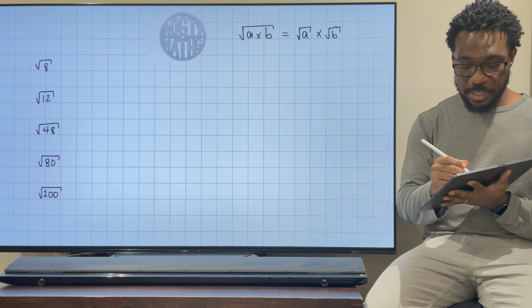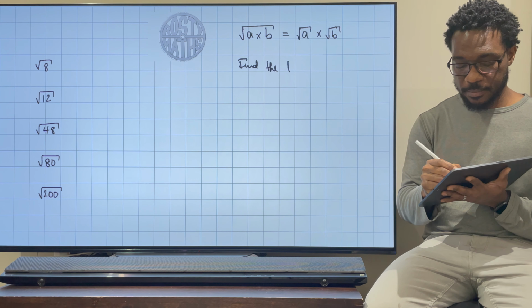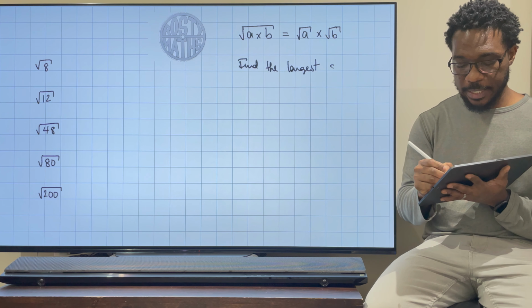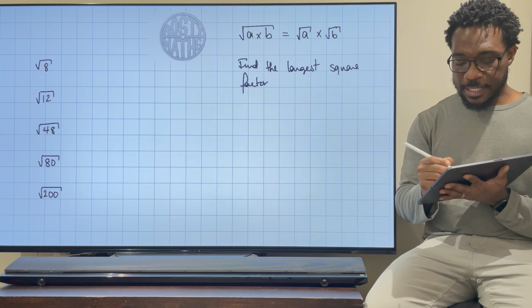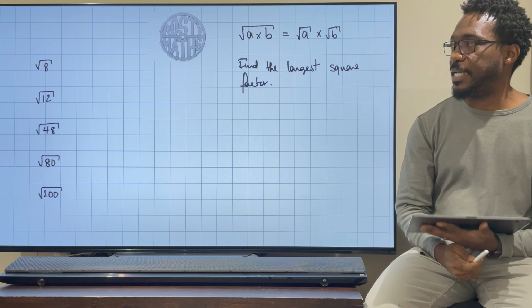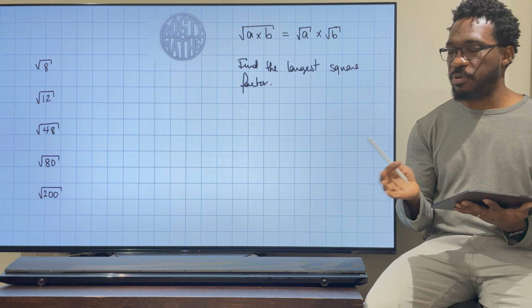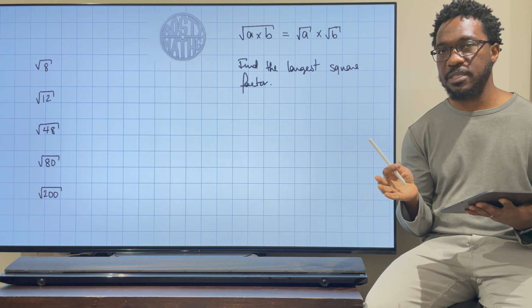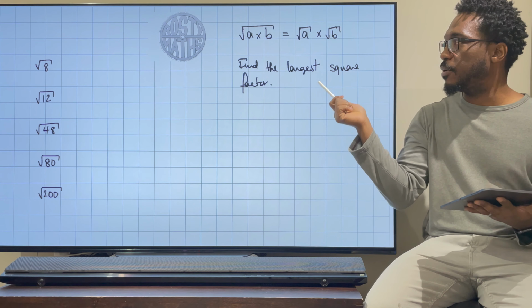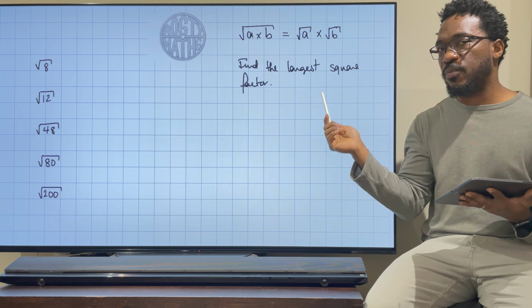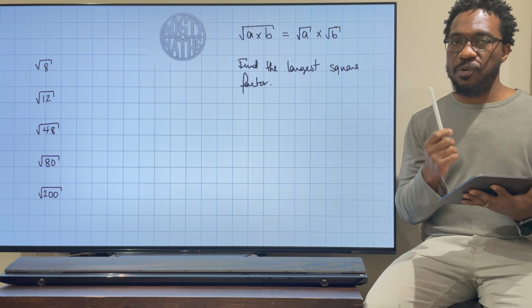So the job that you need to do here is find the largest square factor. And so I'm going to separate that 8, the 12 and so on into their largest square factor. And because I'm not too sure if you've seen my video on square numbers, I'm going to put a link up here to the video on square numbers. Go and watch that video because it's going to help you out with your square numbers. But for now, I'm going to put some square numbers down here to help you out with those.